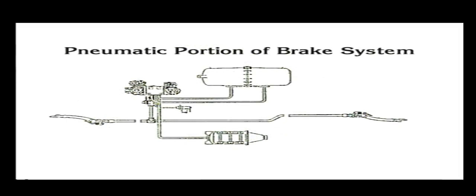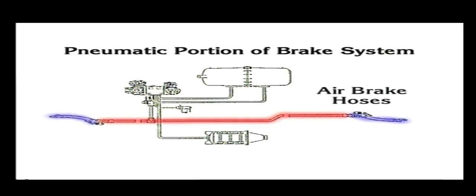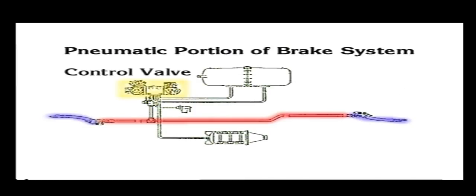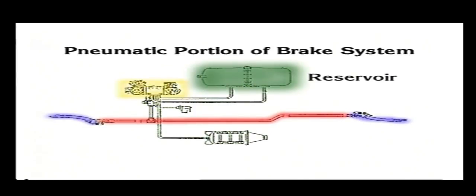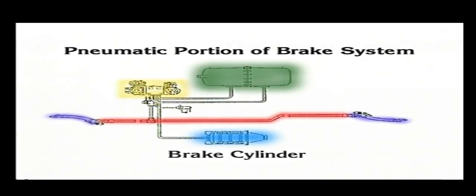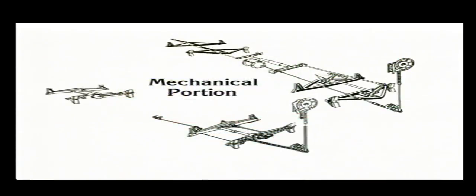Common components of the pneumatic portion are the train line, air brake hoses, control valve, reservoir, and brake cylinder or cylinders. The mechanical portion consists of one or more cylinders, a push rod or rods, levers, brake beams, brake shoes, and one or two slack adjusters.